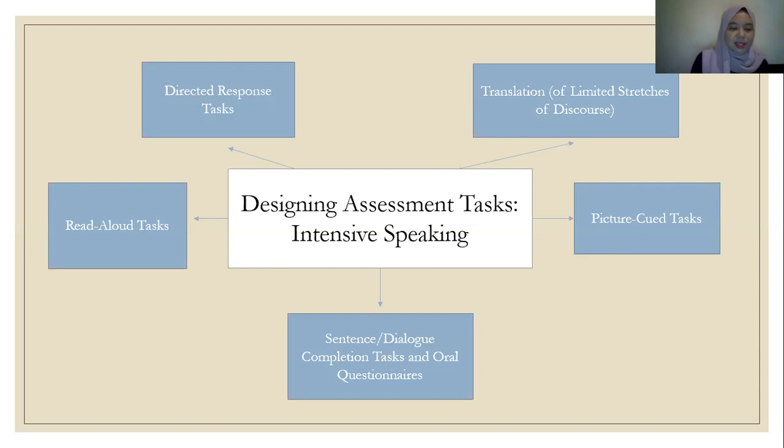And the second one is read aloud tasks. So intensive reading aloud tasks include reading beyond the sentence level up to a paragraph or two. This technique is easily administered by selecting a passage that incorporates test specs and by recording the test taker's output. The scoring is relatively easy because all of the test taker's oral production is controlled.